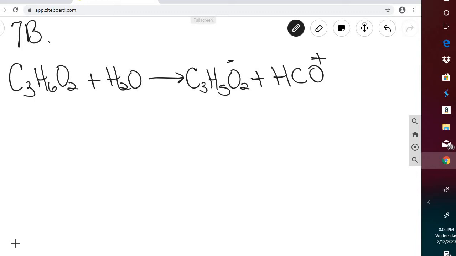Again, we're looking to identify the acid and the base. So let's look first at this. This H6 becomes H5, so it gave away a hydrogen ion. So that means that that is the acid.